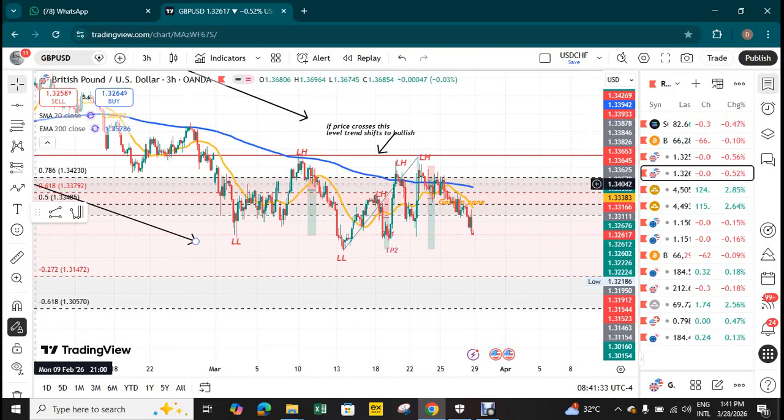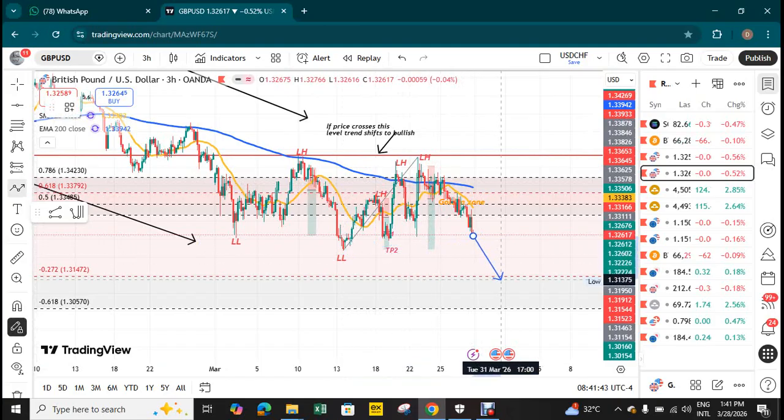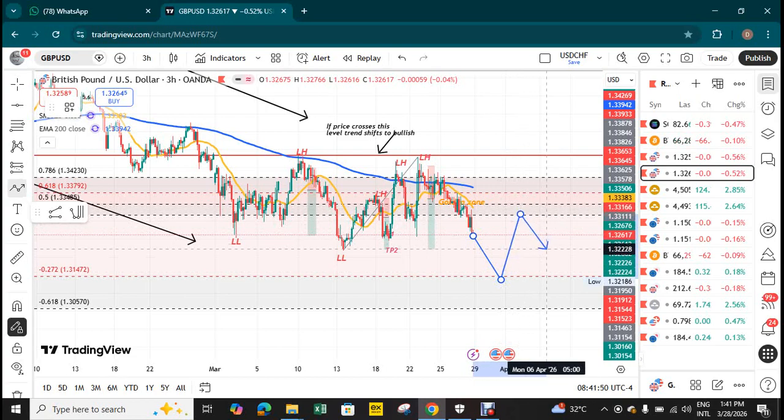We want to see price now. Delete this one so I can explain better. We want to see price now come towards here, give us our TP complete full range, also crossing our previous lower low like this, giving us a new lower low, then making a new lower high maybe around this level, then come down to give us a new lower low again.